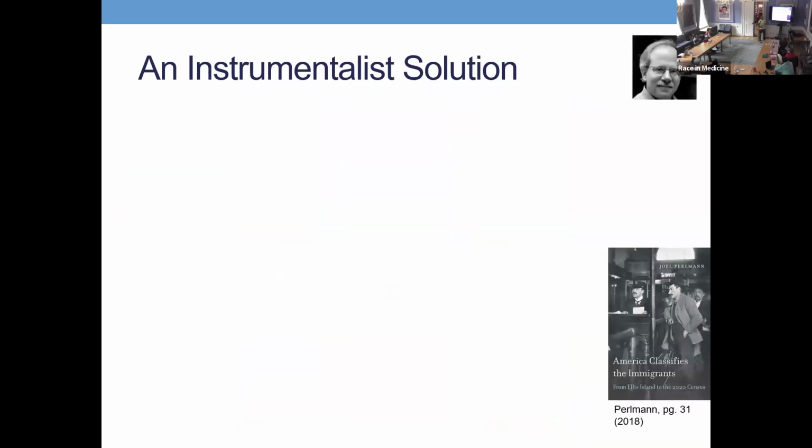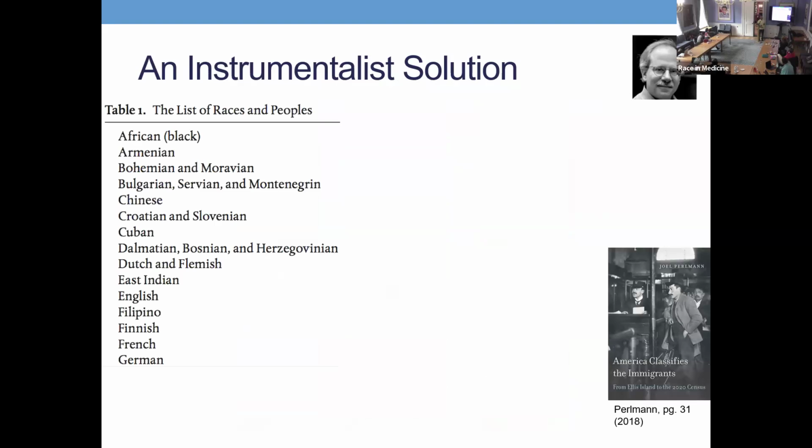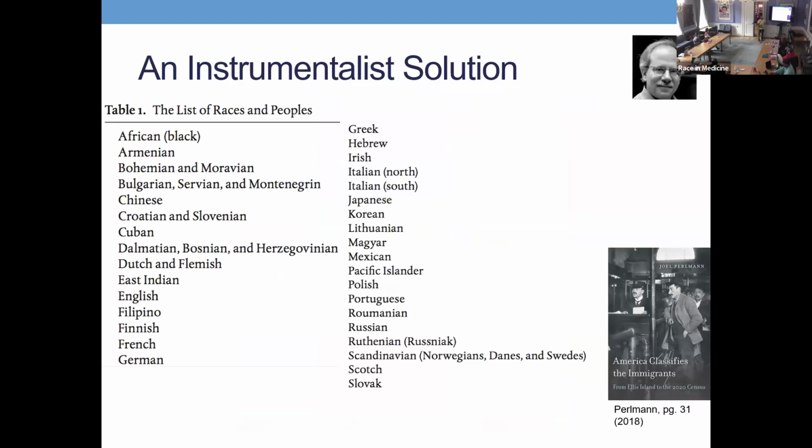Now, more historical evidence for why I think the anti-realist instrumental approach is the way to go. This is taken from Joel Perlman's book, America Classifies the Immigrants. This is a list from 1904, the list of races and peoples. This is part of it. This is the other part of it. And this is the last part of it.